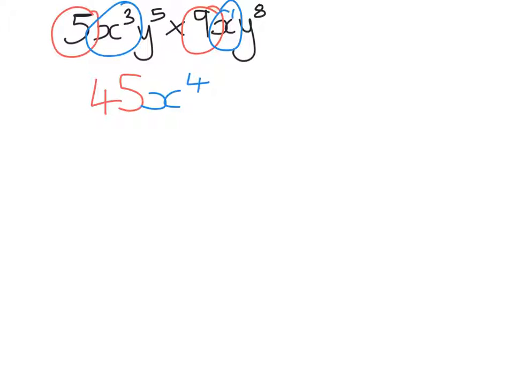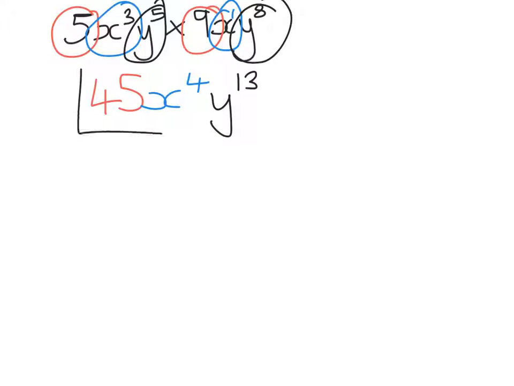X to the power of 4, and then y to the power of 5 multiplied by y to the power of 8, y to the power of 13. Hopefully you remember how to do that. If that looks unfamiliar, go back and watch the previous video. What we're looking at today is something slightly different.